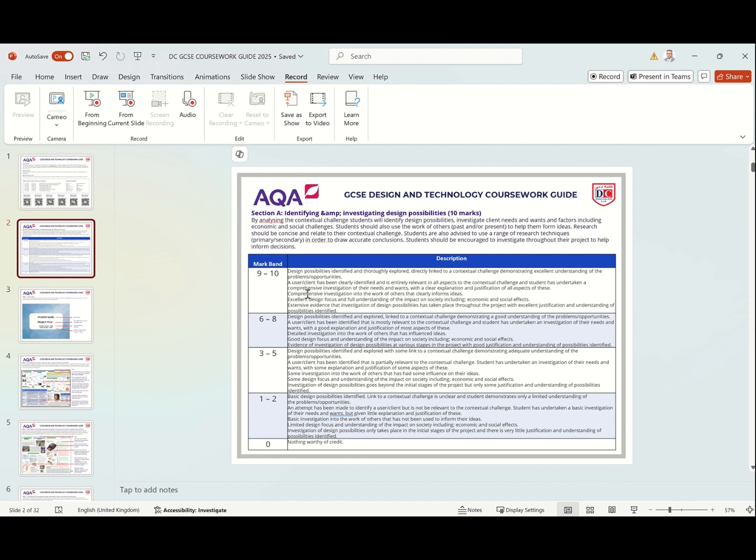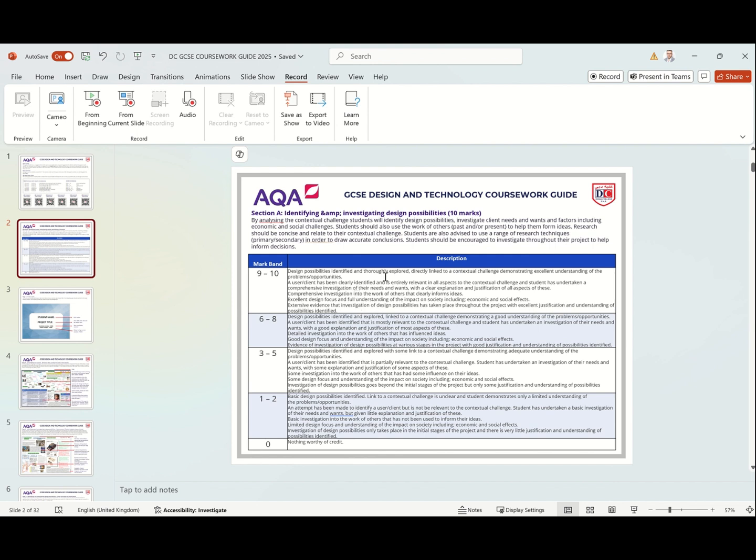Okay, so we need comprehensive investigations of the needs and the wants. We need clear explanation and justifications of all aspects. We need comprehensive investigation into the work of others. We need excellent design focus and to fully understand the impact of society, including economical and social effects. We need to evidence and investigate design possibilities that take place throughout, with justification and understanding of the possibilities identified.